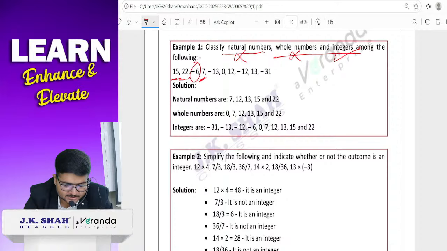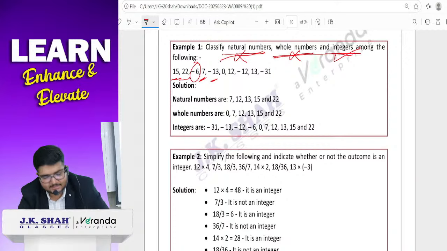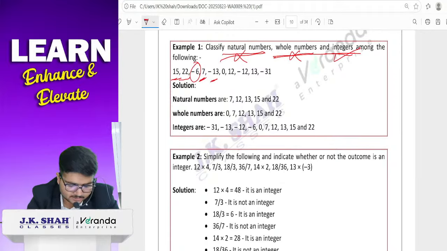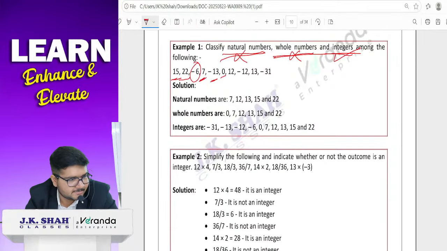What about 7? 7 is a natural number, whole number and integer. What about minus 13? It will be only an integer, it won't be a natural number or whole number. What about 0? 0 will be a whole number and integer, it won't be a natural number. What about 12? 12 will be in all the categories: natural number, whole number, integer.